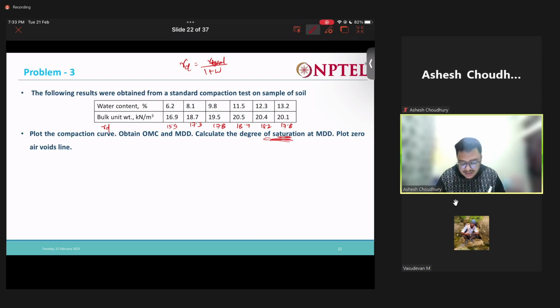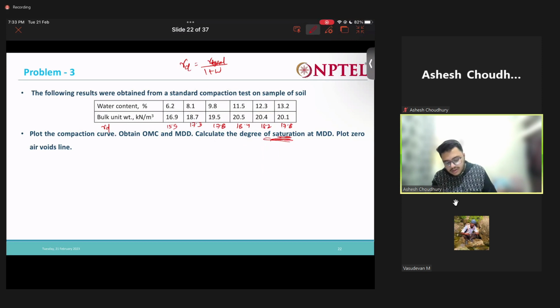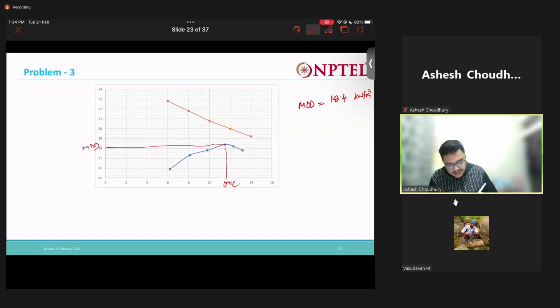Here they have asked to calculate the degree of saturation at the maximum dry density only. From this graph we can find the maximum dry density is approximately 18.4 kilonewton per meter cube. The degree of saturation you can find out using this relation. The 18.4 you just read from the graph.